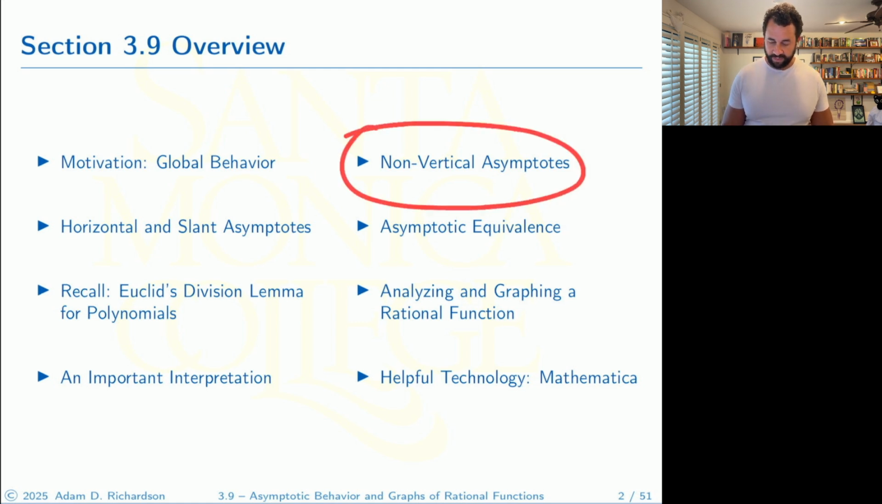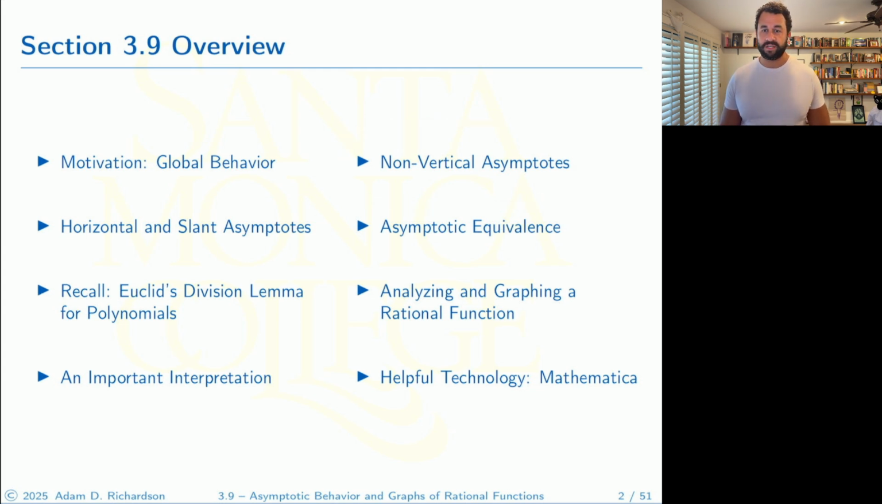Then we're going to talk about non-vertical asymptotes. We're just going to generalize the idea of a polynomial asymptote, or I just like to call them non-vertical because you basically have vertical asymptotes and then not vertical asymptotes. So we'll generalize that idea.